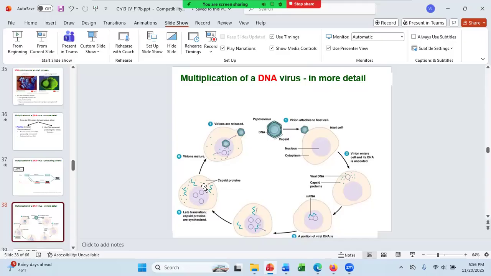And then at this point, the replicated viral DNA will get together with the viral capsid proteins to make the new virions. And then the new virions can bud out of the cell if it follows the budding life cycle. But if it follows the lytic life cycle, the virus will lyse the cell, and that will release the newly synthesized virions. Any questions about multiplication of a DNA virus?